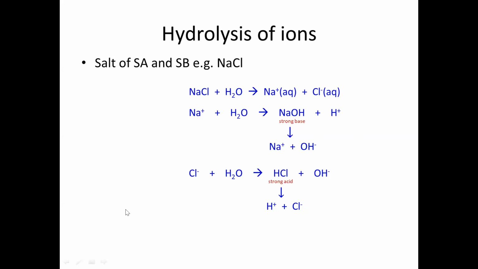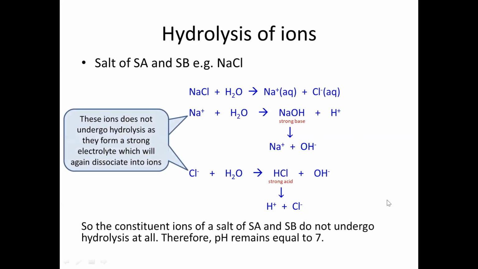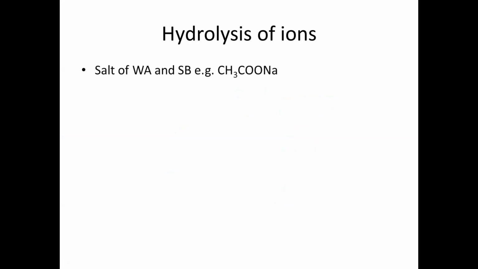So we say that for the salt of strong acid and strong base, both the constituent ions do not undergo hydrolysis. Because of this, there are no H plus or OH minus ions produced in the water, and the pH remains equal to 7. Now we will take another case, the salt of weak acid and strong base. So here we have an example of sodium acetate. Sodium acetate, when dissolved in water, will give you the constituent ions, sodium ions and acetate ions. Now let us see the hydrolysis of these ions.